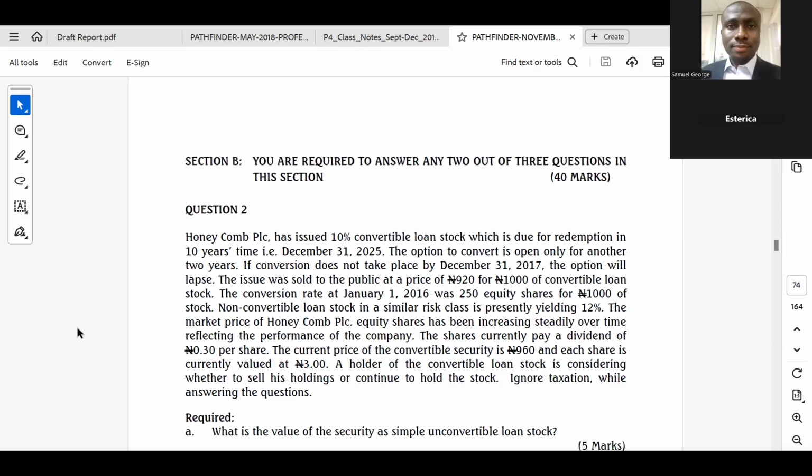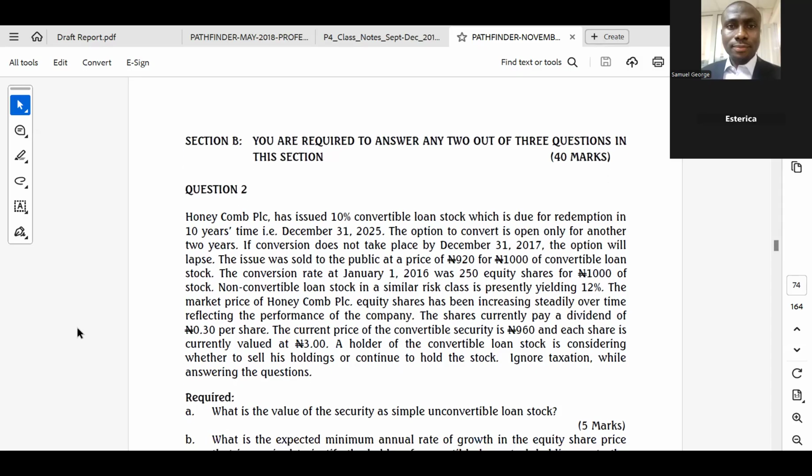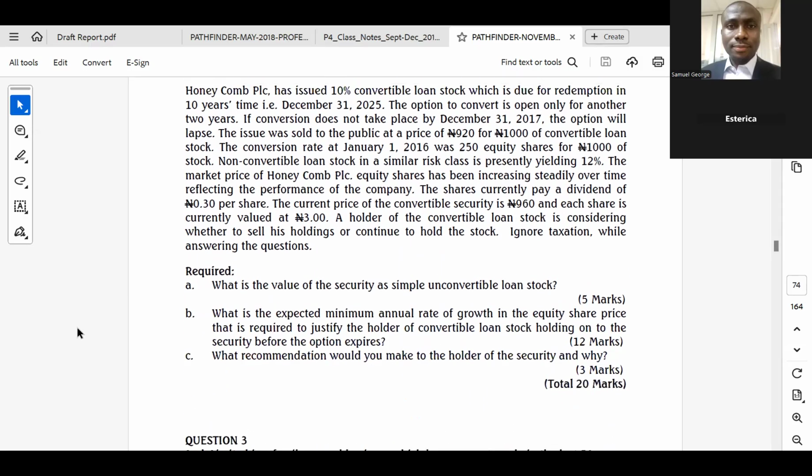Now, you see, they are saying he is considering selling. If you consider yourself the holder of this security, you bought it at 920. Now, the value is 960. It's not a bad thing, all right? That means you have made a gain of 40 naira. So if you say you want to sell it, you actually have a case to sell it. But let us see the requirement the examiner is asking us.